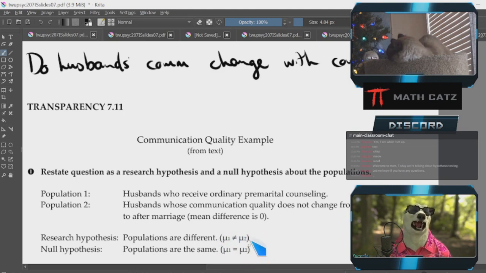If I look at the null hypothesis and research hypothesis statements, I can phrase them. Let's just go a little thin on the pen. That's better. I can rephrase this as mu1 minus mu2 equal to 0 as the null hypothesis, and mu1 minus mu2 not equal to 0 as the research hypothesis.